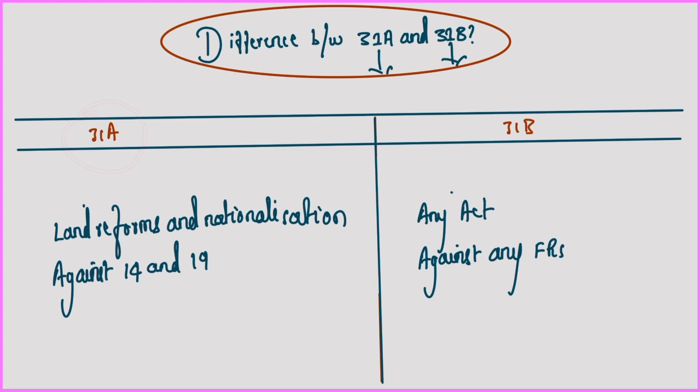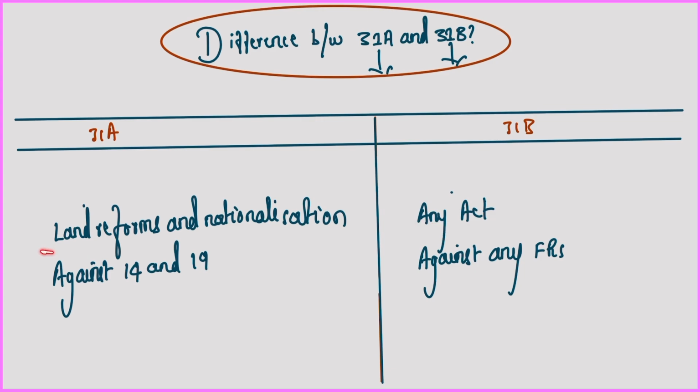One, it deals only with Land Reform Acts and Nationalization Act. Okay. And 31B is broader, right? It not only restricts itself to just land reform and nationalization, but any act which is inserted in 9th schedule. What is the second difference?